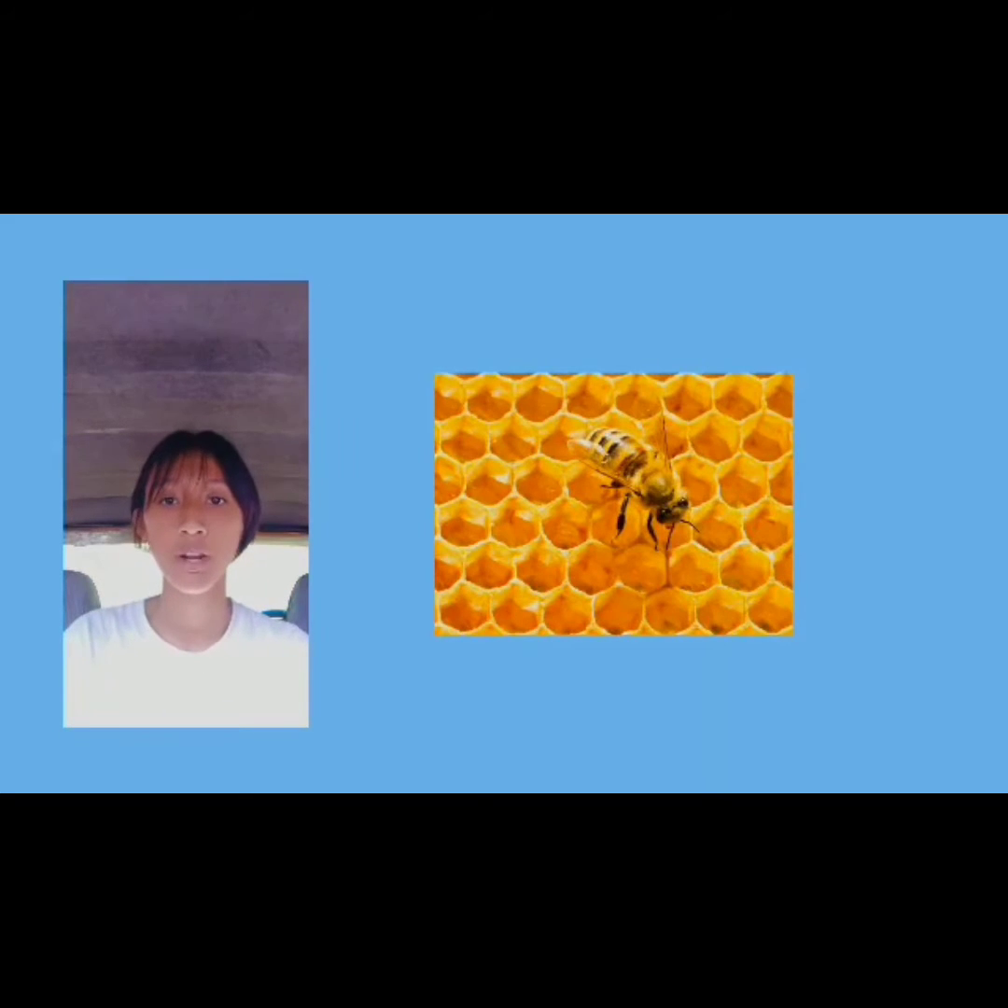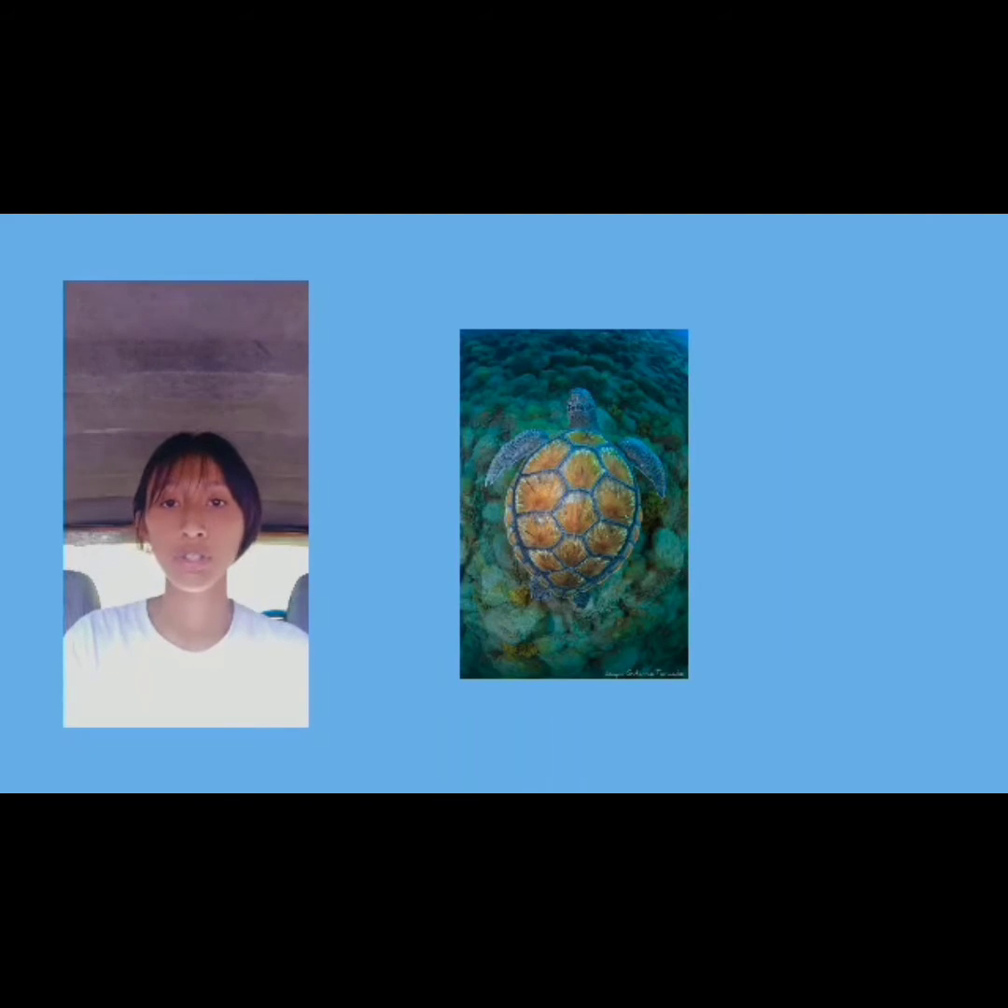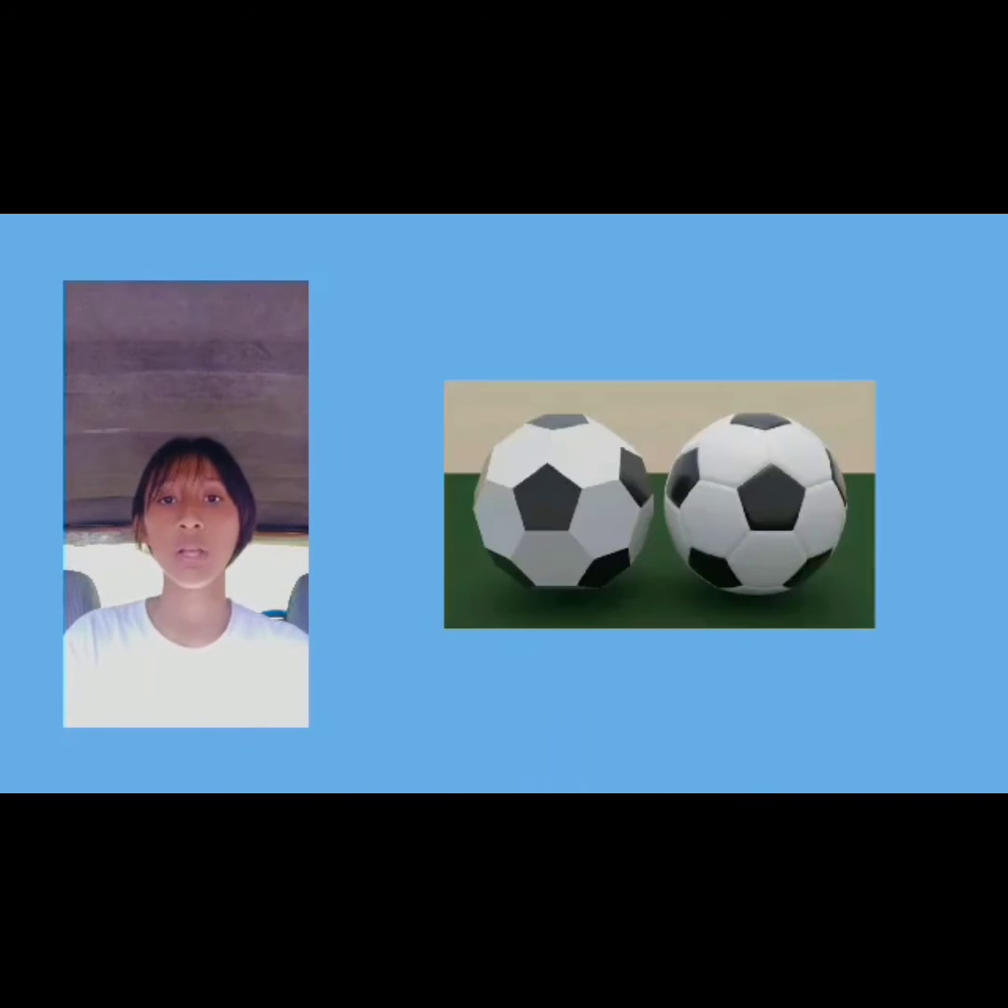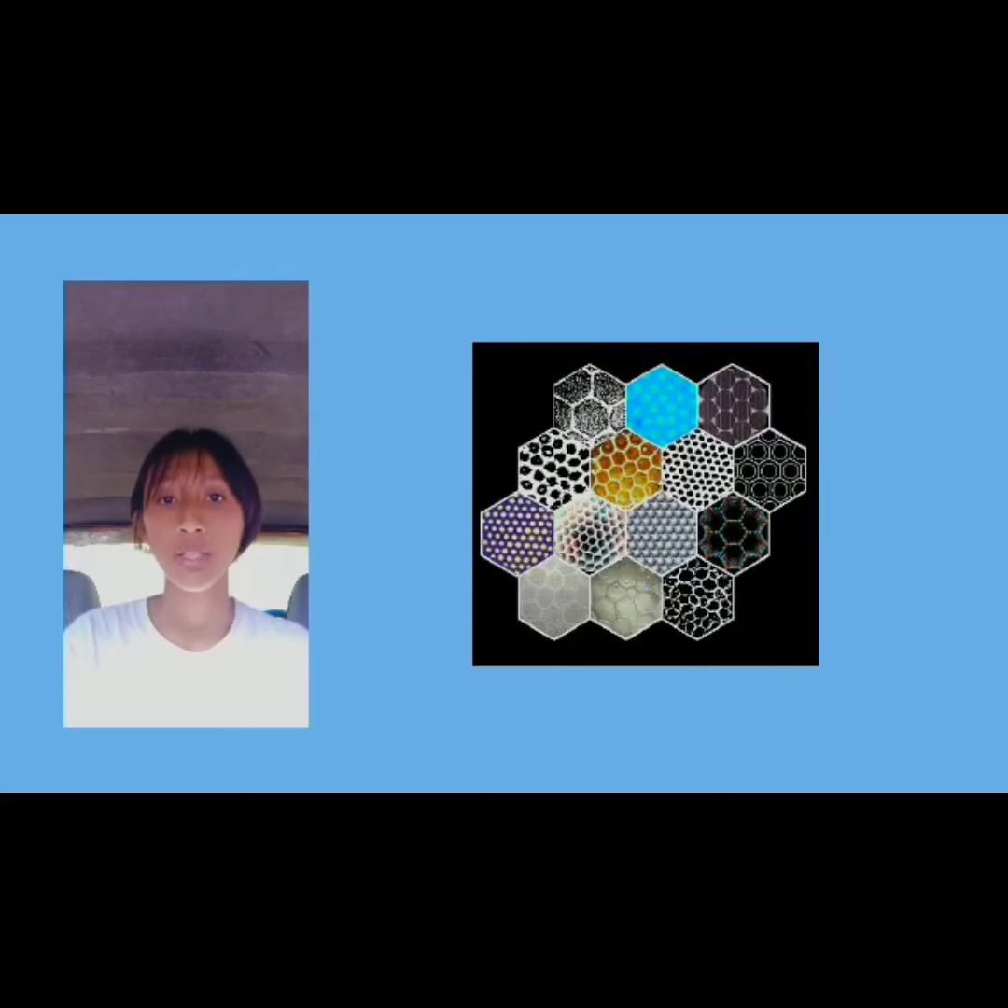Hexagons appear in honeycombs because they're the most efficient way to fill a space with the least amount of material. Hexagons on turtle shells, the hexagon shape of nuts and bolts, and footballs are some of the most common examples of hexagons, and a lot of hexagon shapes are seen everywhere in nature.